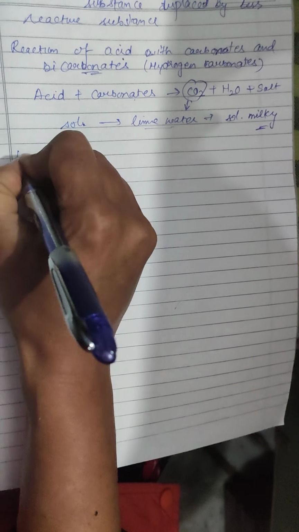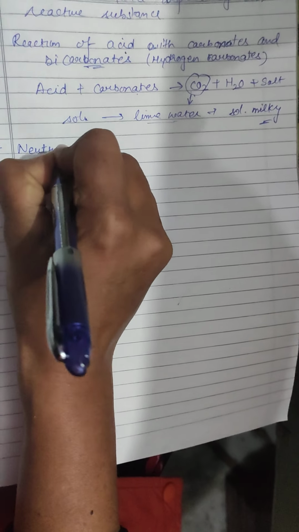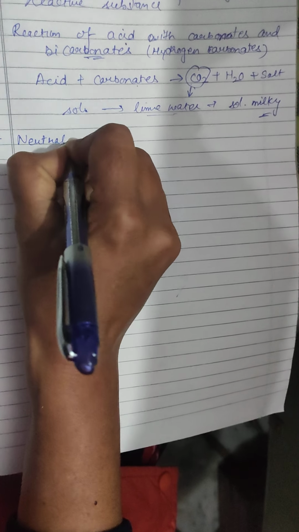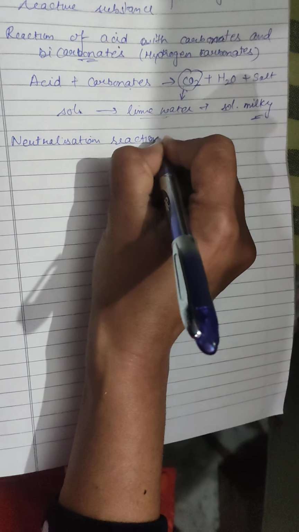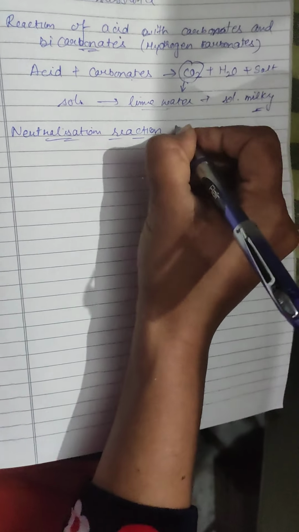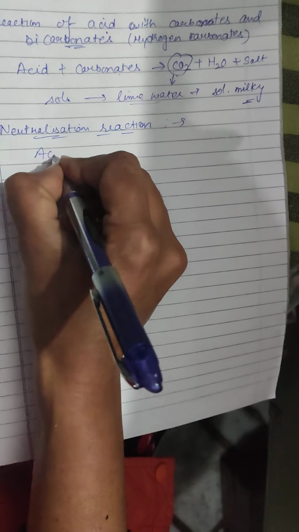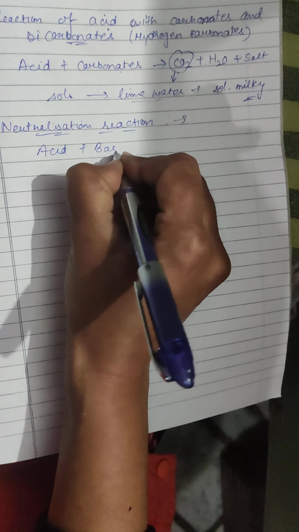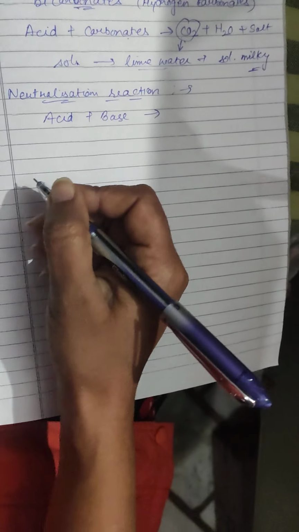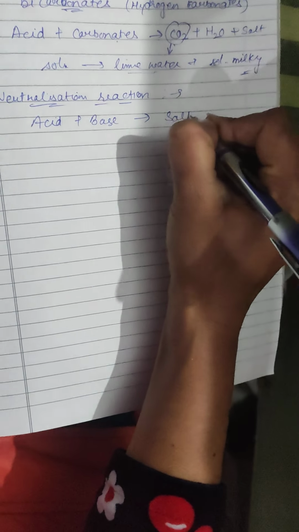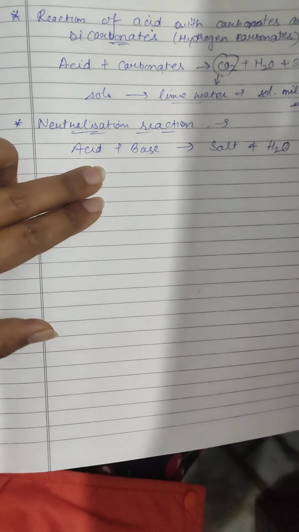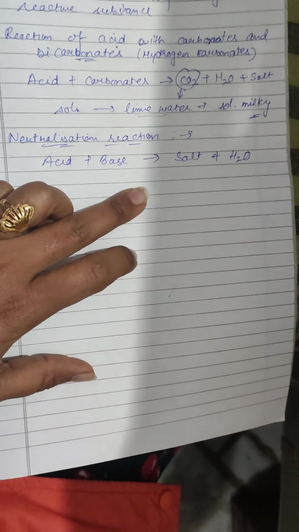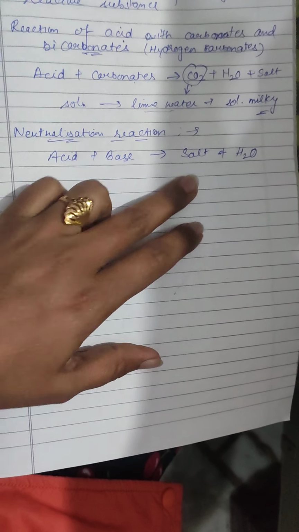Now, next point is the neutralization reaction. What is the neutralization reaction? In the neutralization reaction, acid and base react with each other and salt and water are produced. When the acid and base react with each other, they form salt and hydrogen gas.